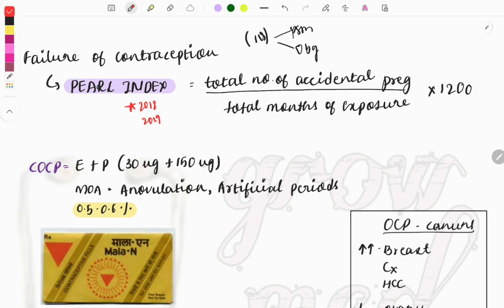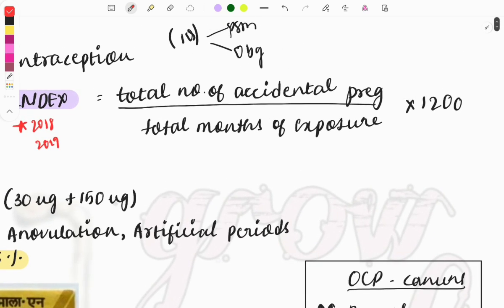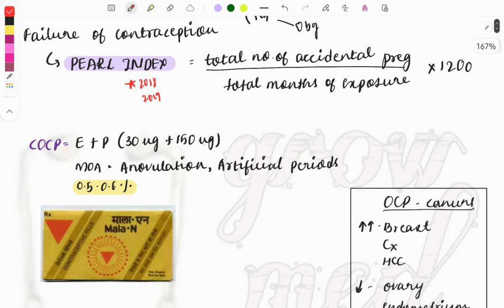So the Pearl index: what does it stand for and what does it say? It tells about the contraceptive failure, and for different contraceptive methods different Pearl index percentage values are given. You need to remember those too, because they were also asked in the exam. The definition is: total number of accidental pregnancies divided by total months of exposure, multiplied by 1200. Remember this formula.